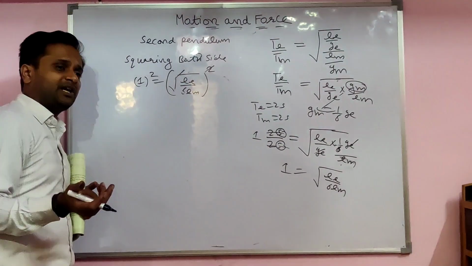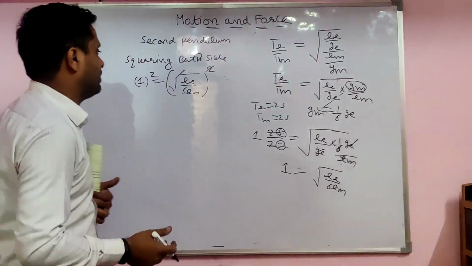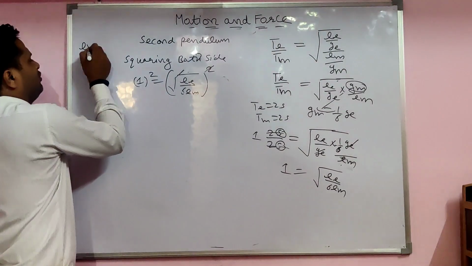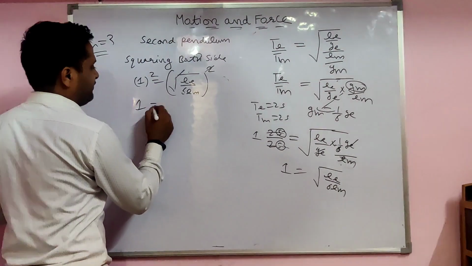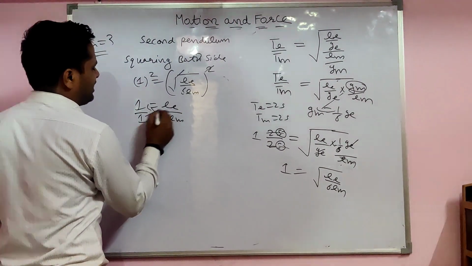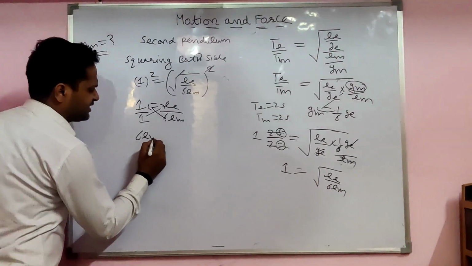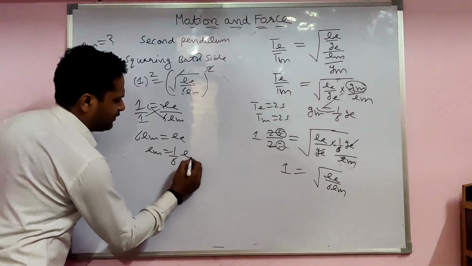For the second pendulum the time period is the same, but the length changes. You have to find out the length of the second pendulum on the moon. LM you will have to find out. 1 equals LE upon 6 LM, then cross multiply. 6 LM equals LE, so LM equals 1/6 of LE.